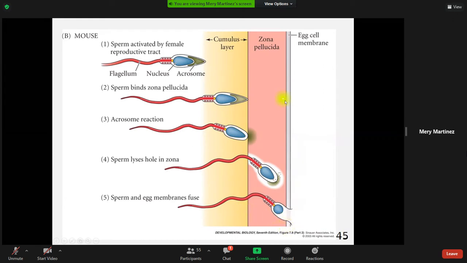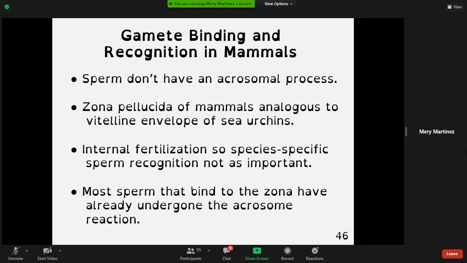Now, if you see here, even though it approaches the zona pellucida in a perpendicular fashion, as we see here, as it gets through that zona pellucida, it starts tilting at an angle. Okay, and we see in here that the sperm and the egg membrane will fuse, but from a more angled side. Okay, the recognition and how this binds.